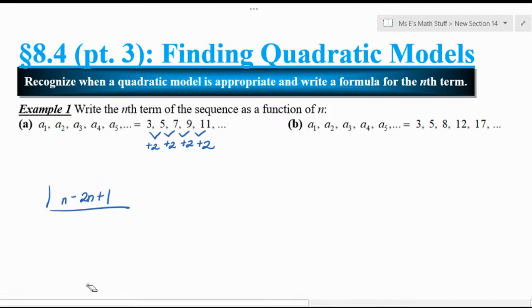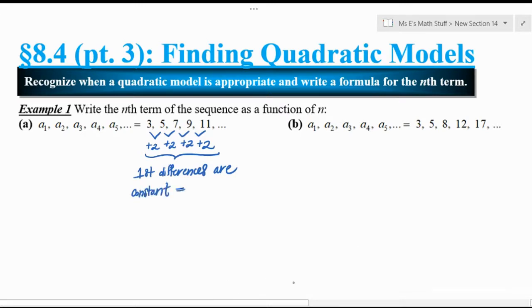Anyway, so another way that you could have been taught to do part A would have been, let me erase this to give myself some room, to basically notice that these are called your first differences. So if your first differences are constant, then that would mean that you're going to have a linear model. And I'll just comment on why that makes total sense in just a second. So if your first differences are constant, that implies that you're going to have a linear model.